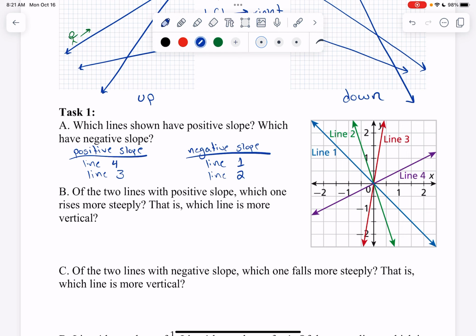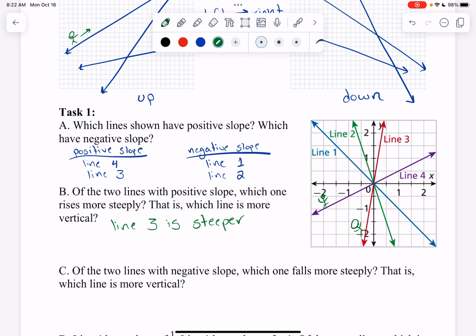Of the two lines with positive slope, just looking at line 3 and line 4, which one rises more steeply? That is, which line is more vertical, or which one would be harder to climb? If I had a little man on this one and a little man on this one, which one is a harder climb? Line 3. Line 3 is steeper. It goes up faster than the other one does.